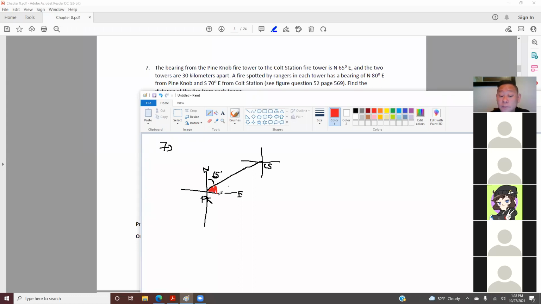This is 90. It adds up to 90, right? So that will be what? 25. 25, right? And it says that these two towers are 30 kilometers apart. So these two are 30 kilometers apart.